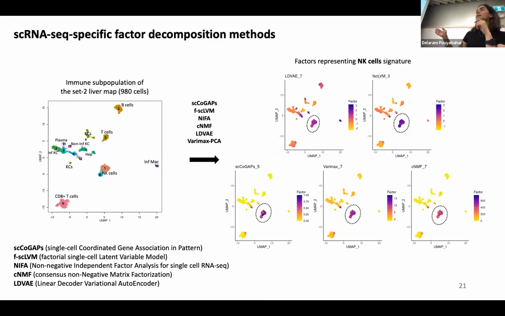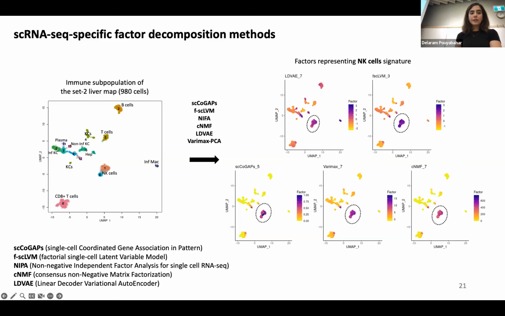There are a lot of different methods similar to Varimax PCA that I was talking about, or the other traditional ones, and they've been developed for single cell studies specifically. I've written down a couple of the more popular ones here. So SC-CoGAPS is an NMF-based approach, and they have used Bayesian implementations, as I was mentioning before, because of the stability and robustness of the loading vectors that you get.